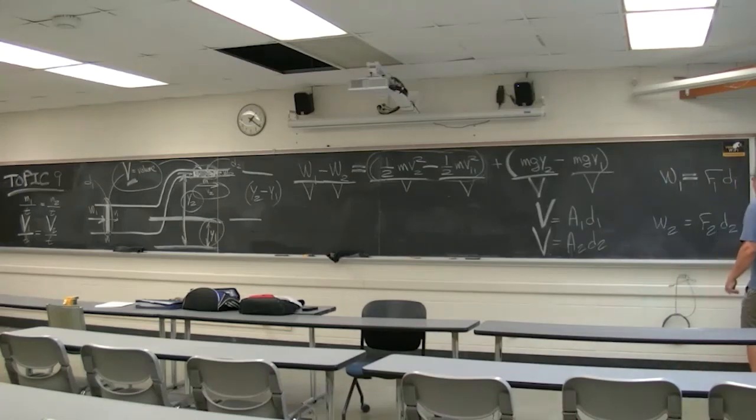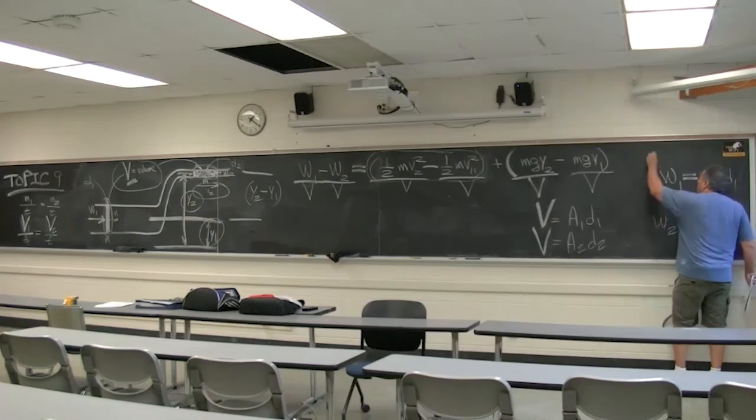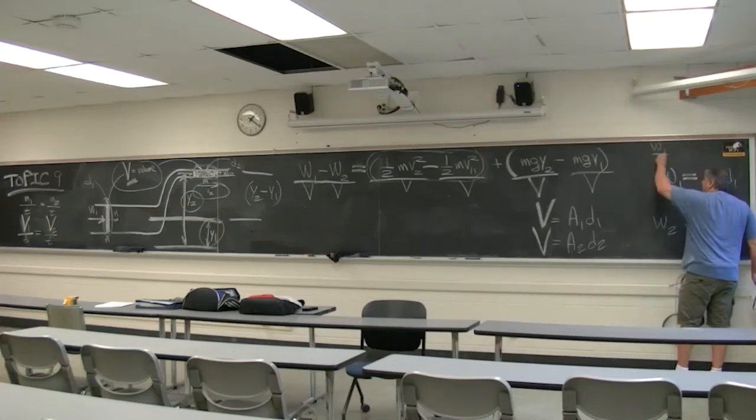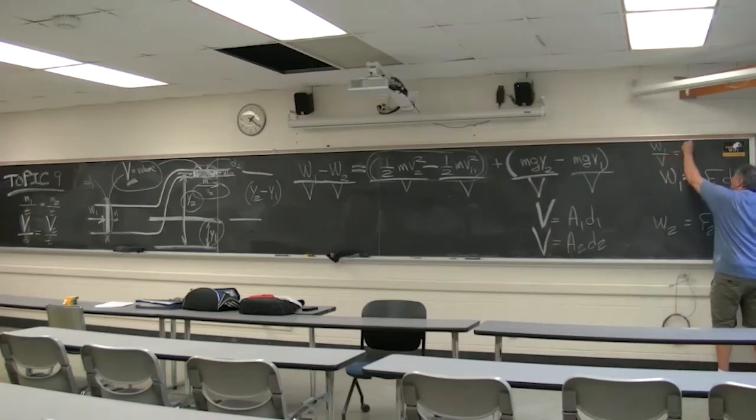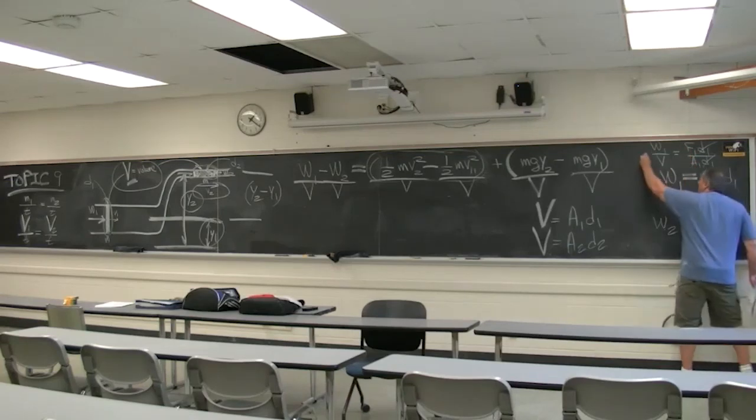What is W1 divided by V? Isn't it F1 D1 over A1 D1? Wait a minute. D1 and D1 cancel. What's F divided by A? F divided by A is pressure. F1 divided by A1.